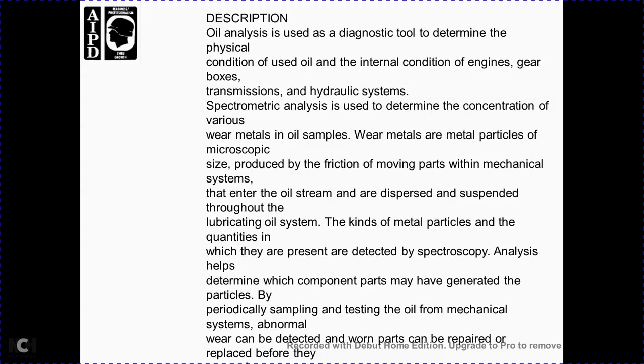The wear metals are microscopic metal particles produced by friction of moving parts of the mechanical system. They are dispersed and suspended in the lubricating oil system, which keeps the metal particles within the oil. The spectroscope is able to determine the component parts that generate the particles through periodic samples.